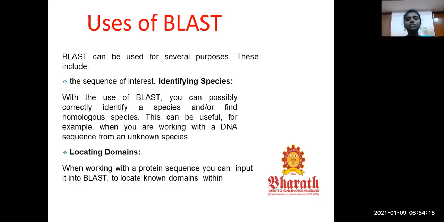When working with a protein sequence, you can input it into BLAST to locate known domains within. If we are working with a DNA sequence, we can easily identify its family, what species it belongs to. Whereas if you have a protein sequence, it can be input into BLAST to locate the known domain within. So if you know the protein sequence, it can locate its domain.